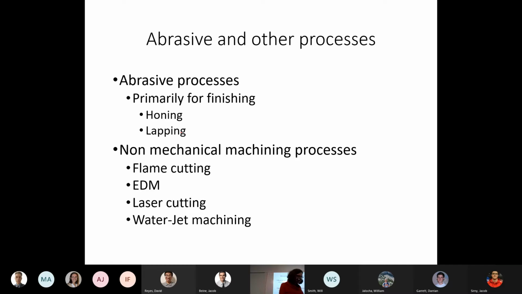Then we're going to look at 4 non-mechanical material removal processes. Those are flame cutting, electro discharge machining or EDM, laser cutting, and then water jet machining. All of these have different advantages and disadvantages, and we want to look at the overall process.